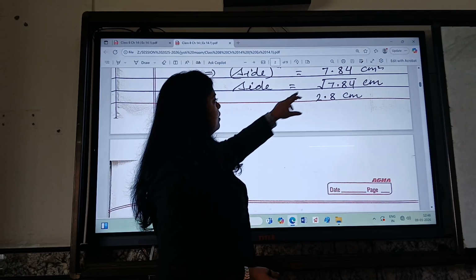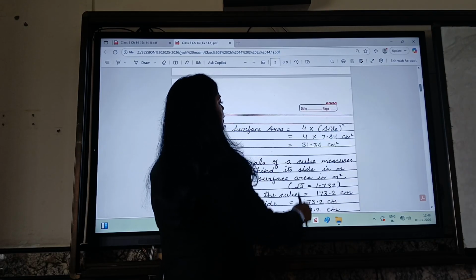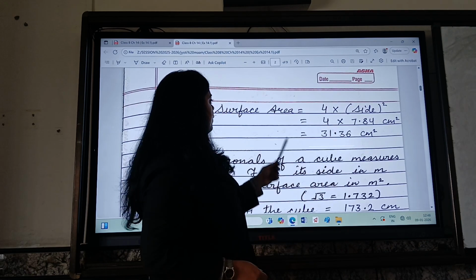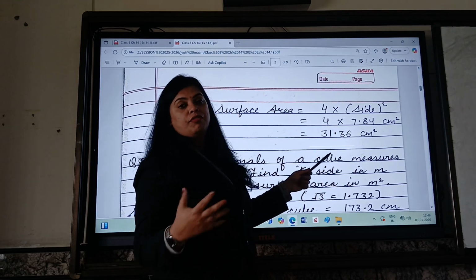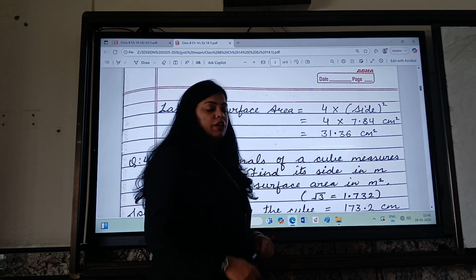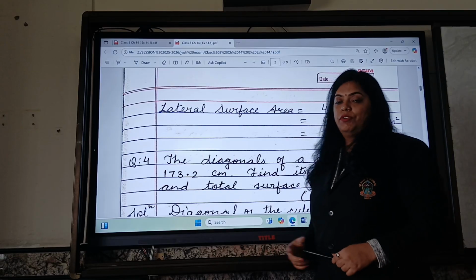It is given 7.84. So what to do? 7.84 multiply by 4, and I am having lateral surface area or area of 4 wall of the cube is 31.36.